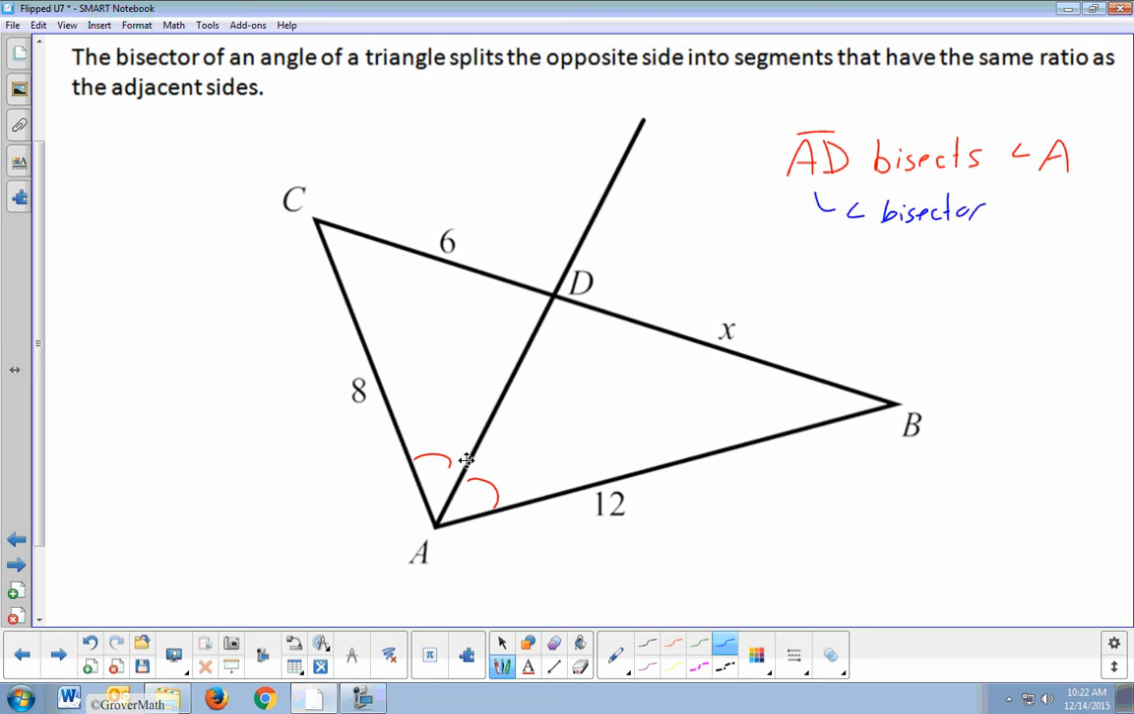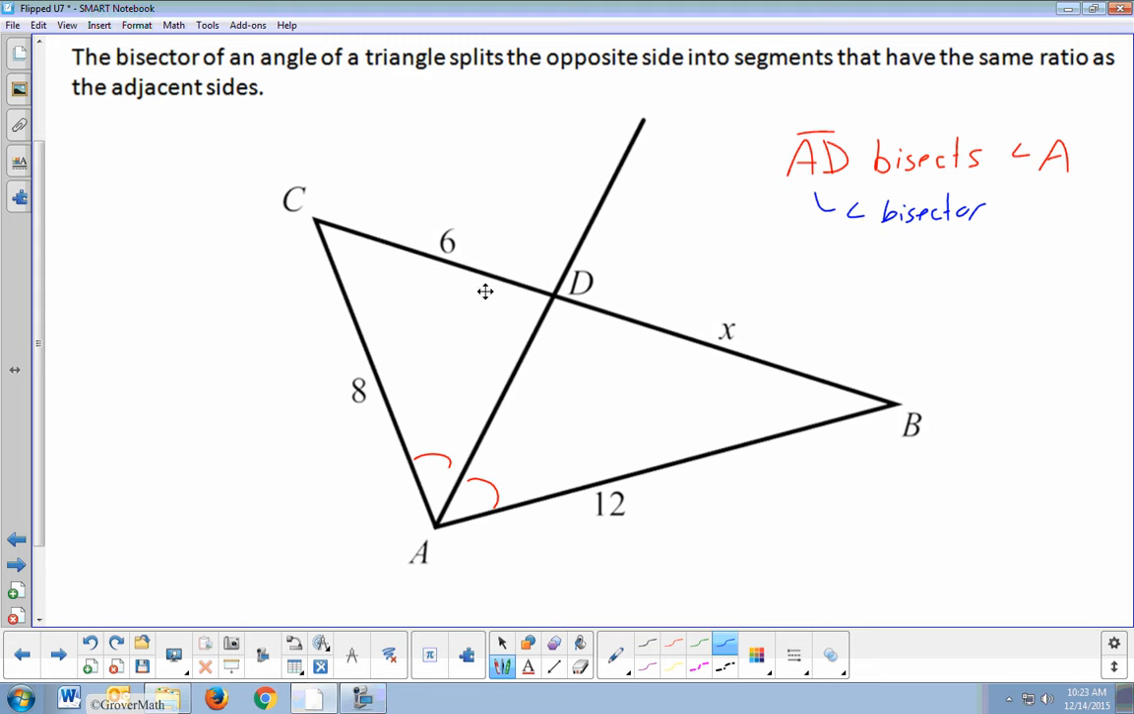And what AD is doing is it's not only bisecting angle A, it's not only cutting A in half, where if it were 80, now it's 40, 40. It is also splitting the side opposite angle A, the side CB. It is not bisecting it, but it is splitting it into two segments that have a proportionate length to these segments. So 6 to x is going to have the same ratio as 8 to 12.